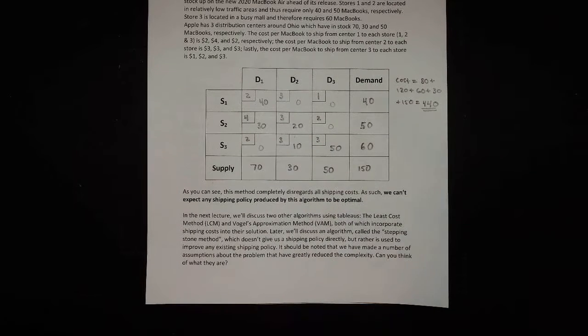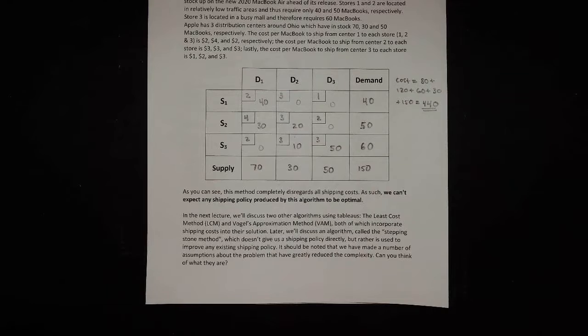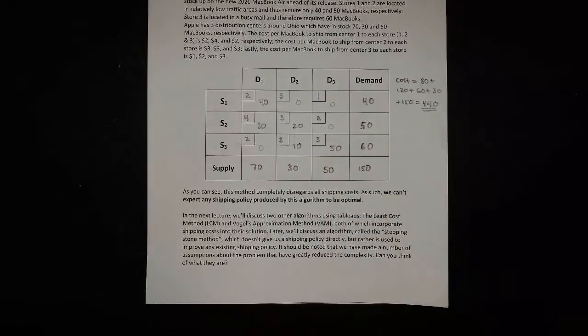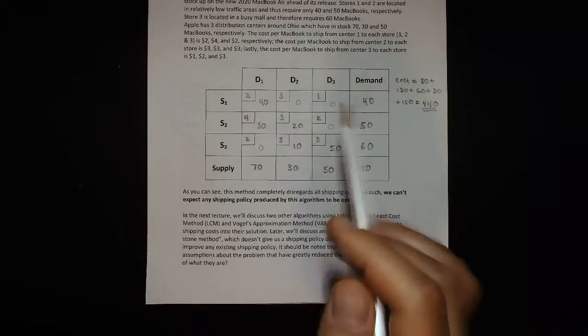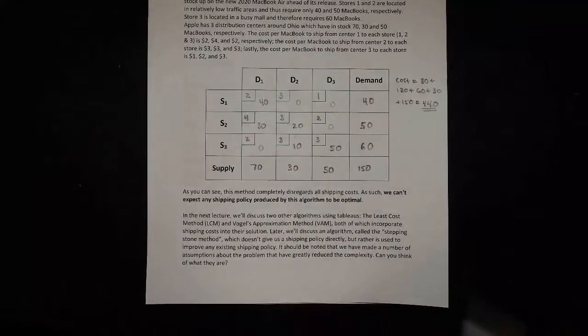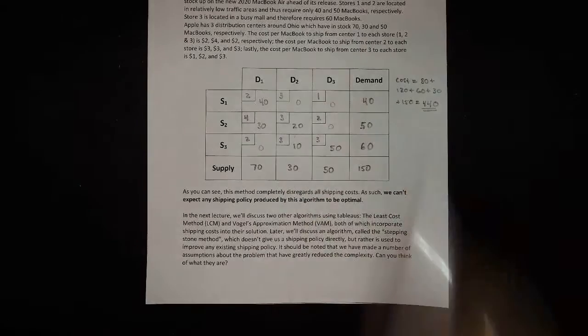All right, so later we'll also discuss an algorithm called the stepping stone method, which doesn't necessarily give us a shipping policy directly, but rather is used to improve any existing shipping policy. So including the one found by the NorthWest corner method and the others as well. So, once you have this information in the tableau, right, you have a shipping policy, this stepping stone method is used to make amendments to this shipping policy in a uniform way that should improve on the shipping cost.